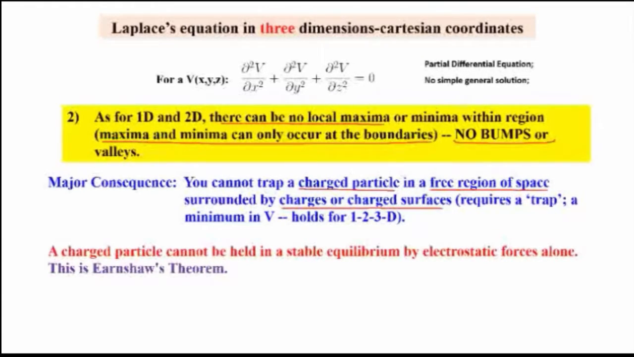In order to form a minimum, you would have to form a trap, a minimum in 3 dimensions in that space. This statement that a charged particle cannot be held in stable equilibrium by electrostatic forces alone is known as Earnshaw's theorem. It has most significance in a 3-dimensional space.